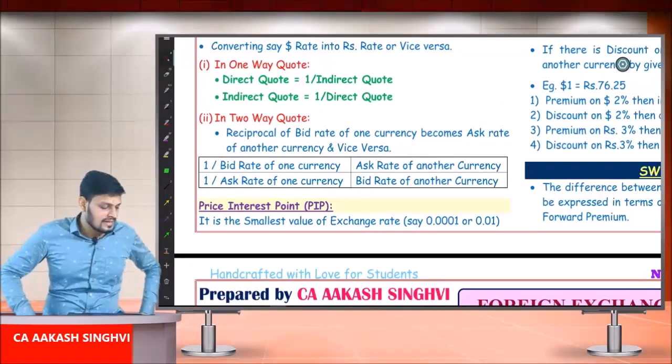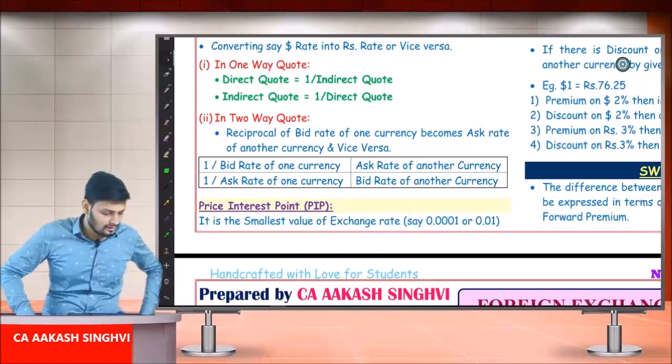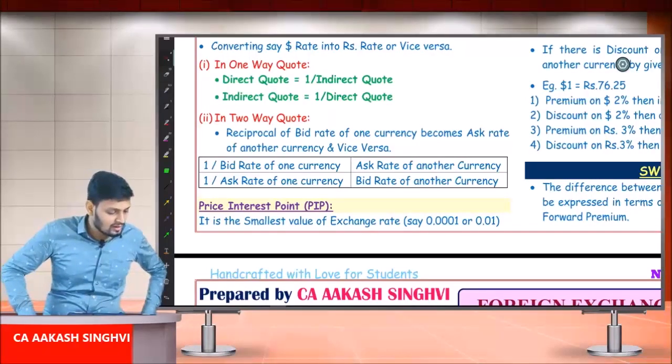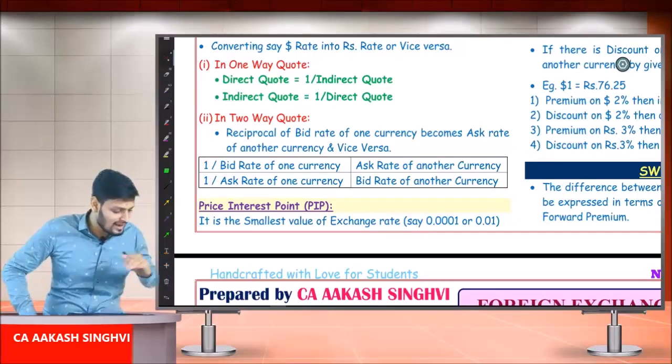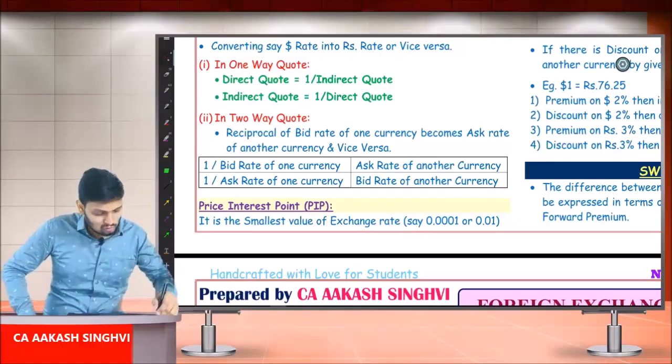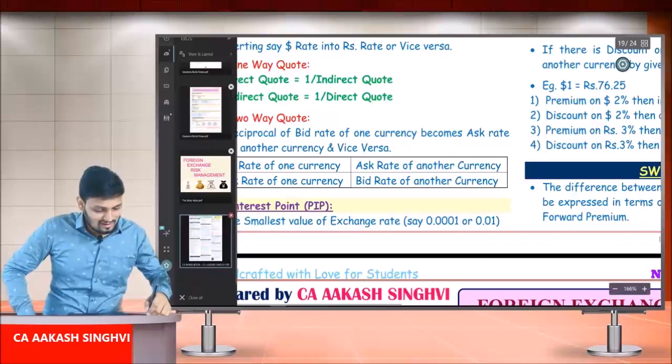Till now we have seen direct quote, indirect quote, bid rate, ask rate, bid ask spread. We have seen how to convert bid rate into ask rate, how to convert ask rate into bid rate of another currency. Everything we have covered. These are the basics. And trust me or not, this 1 hour of lecture was the most important base of this chapter.